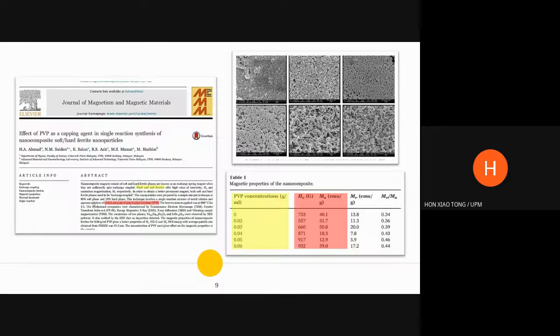And next, in this paper, Ahmad et al. prepared the hard and soft ferrite by using one pot technique. And from their result, they discovered that the grain size distribution is more homogeneous when 0.02, 0.03, and 0.04 gram per ml of PVP is used compared to other concentration. Besides, they also found out that the magnetic behavior will change as the PVP concentration increases.